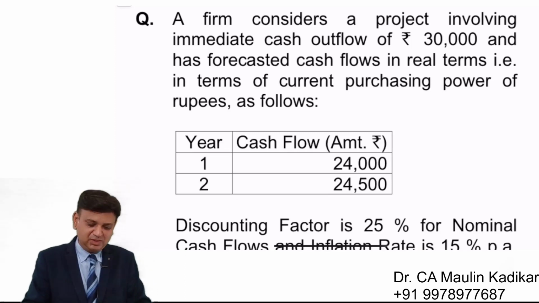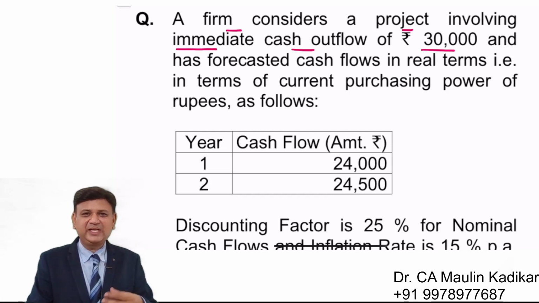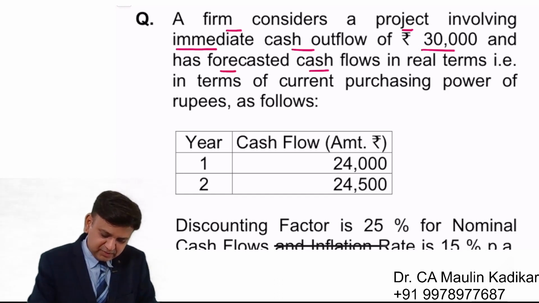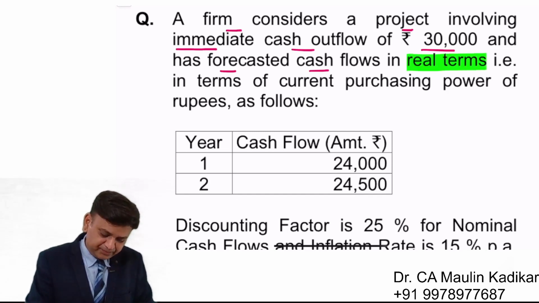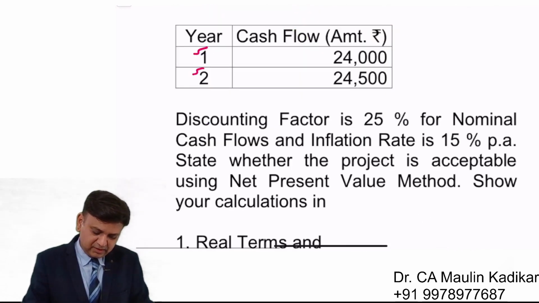Let us see the next question. A firm considers a project involving immediate cash outflow of 30,000 rupees. Immediate cash outflow is always in the current price system, and it has forecasted the cash flows in real terms. Real terms means in the current purchasing power terms. As follows: end of year 1 and end of year 2 real term cash flows have been given.